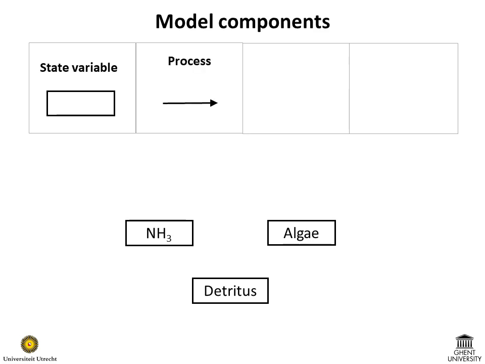Processes that transfer mass or energy between state variables are depicted with solid arrows. For example, an arrow can indicate the process of assimilation of nutrients by the algae, so the photosynthetic primary production, the process where the algae die and become detritus, and the process where the detritus is remineralized and the nutrients are released back to the original pool of nutrients.